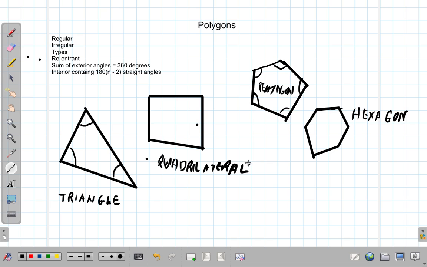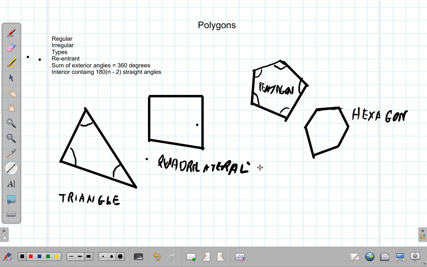Then you have the heptagon, 7 sides. You have the octagon, 8 sides. The nonagon, 9 sides. The decagon, 10 sides. Right? But I want you to draw those yourself. Right? That's your homework. To draw the one with 7 sides, 8, 9, and 10.